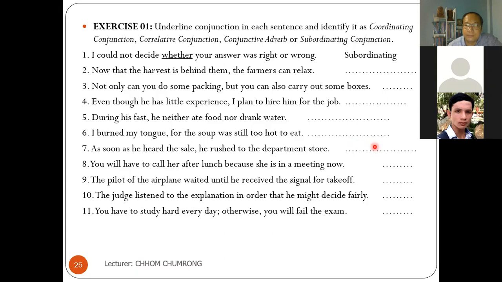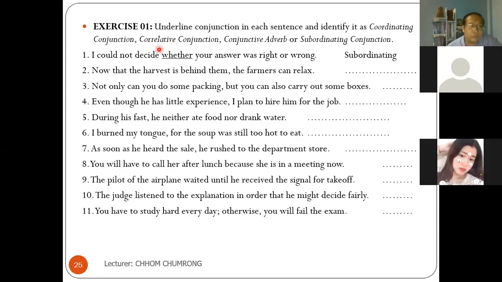How about another one? Number three. Which one is the conjunction? Not only, but also. Okay. What kind of conjunction is it? Conjunctive adverb, teacher. Correlative conjunction. Yeah, correlative conjunction. How about number four?